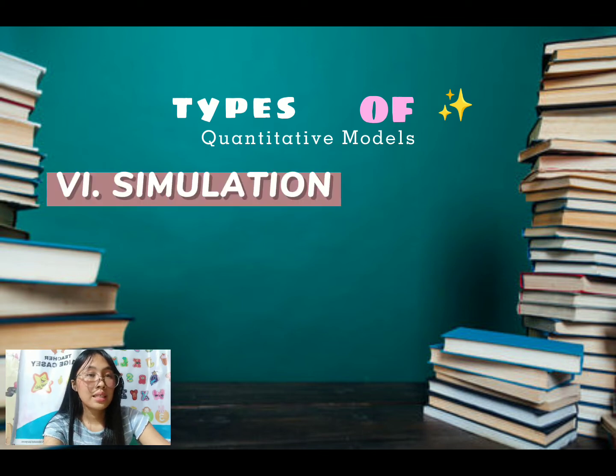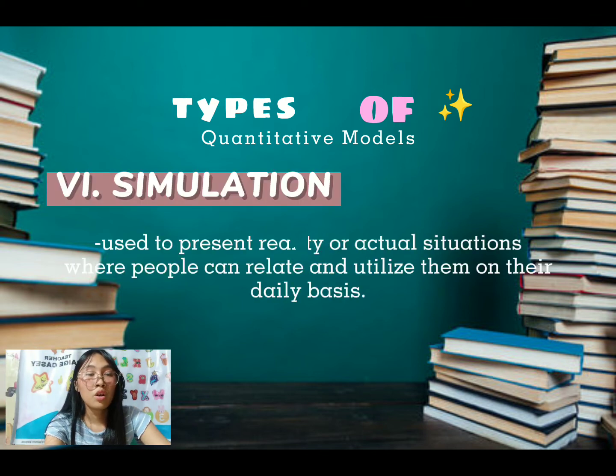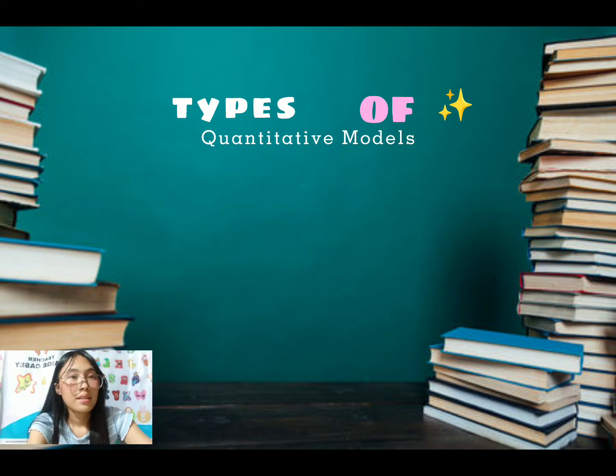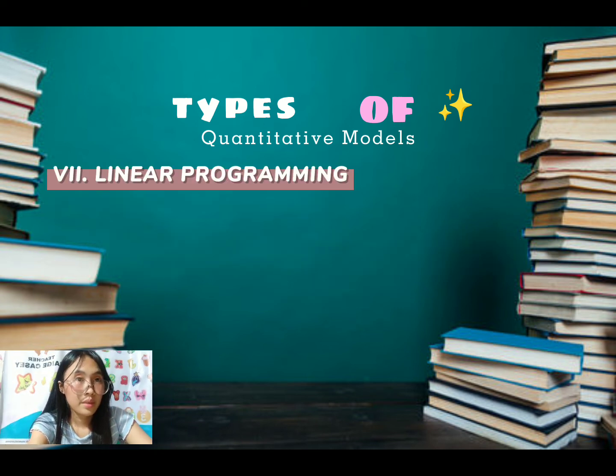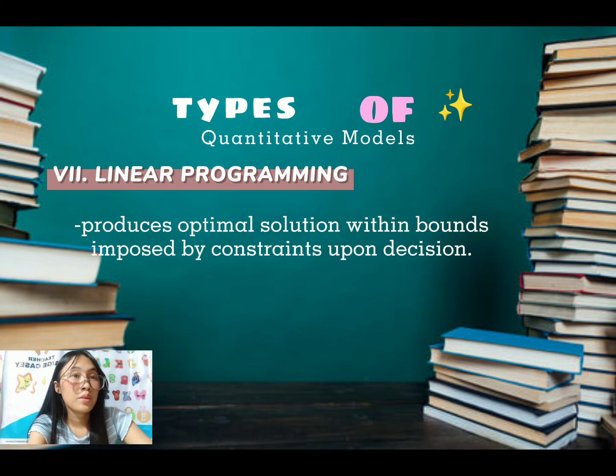The next one is simulation. This is one of the most commonly used methods because it represents reality, or real-life situations, actual situations with conclusions which people may use on their day-to-day basis. The next one is linear programming. It produces an optimal solution within the bounds imposed by constraints upon the decision. It is also useful when supply and demand limitations at plants, warehouses, and market areas are constraints by the system.